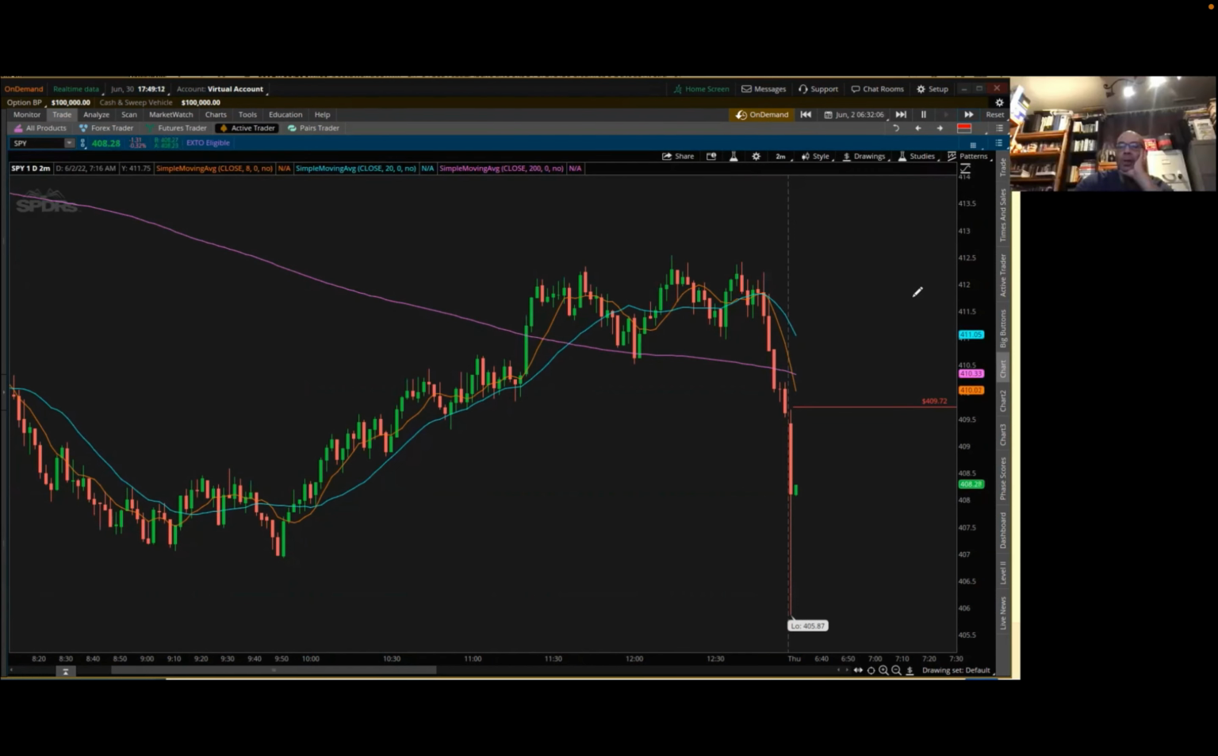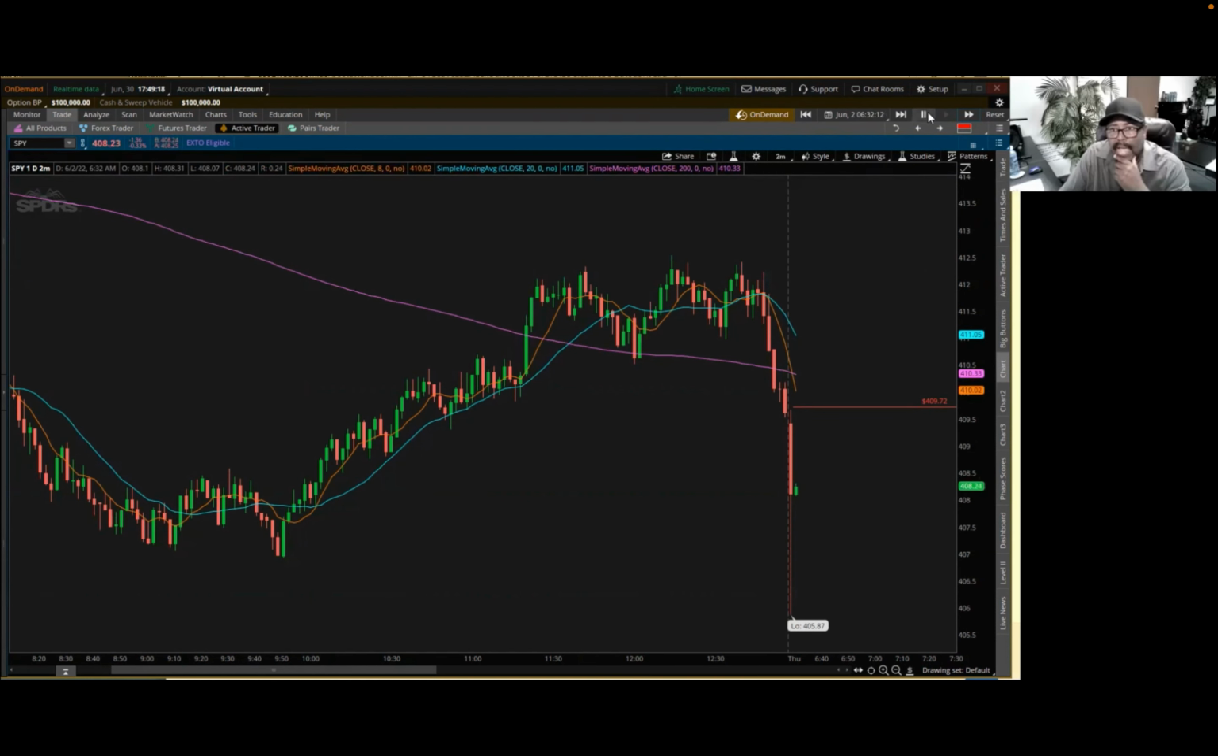Okay. By the way, somebody mentioned that's a huge wick. Is that computer error, or is that a real wick? At the bottom? That's a flash wick, but it's still to be respected.